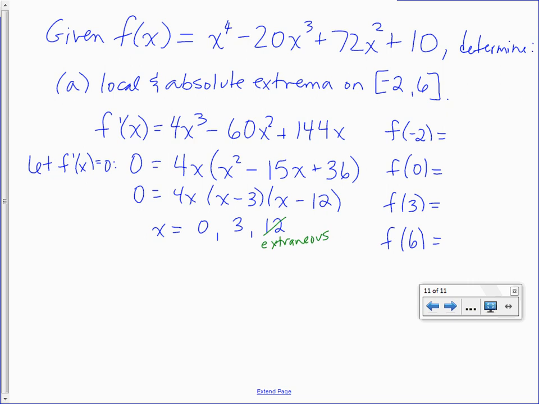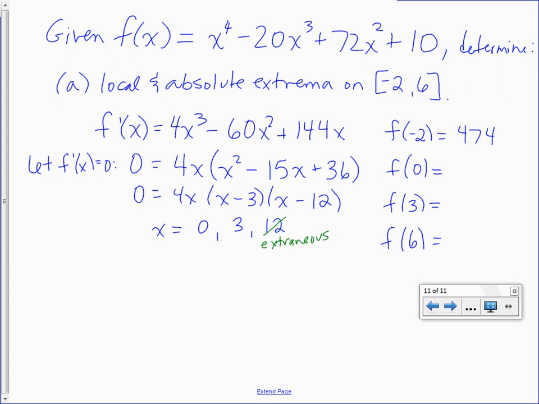You don't have to do that. So -2 to the 4 is 16. -2 cubed is -8, times -20. So I think we got 176 so far. -2 squared is 4, plus 4 times 72. And then plus 10. So I'm getting 474.